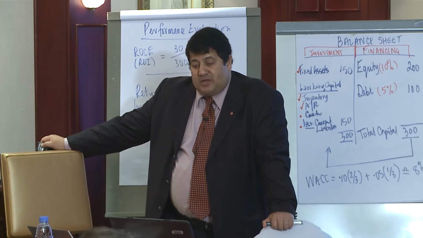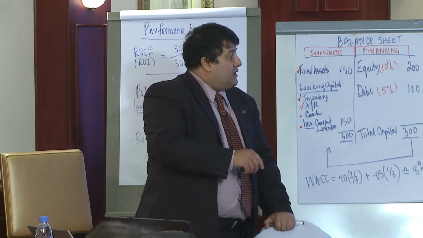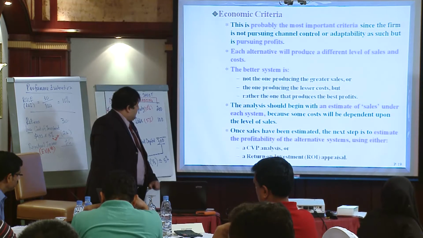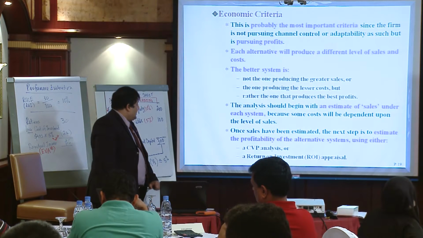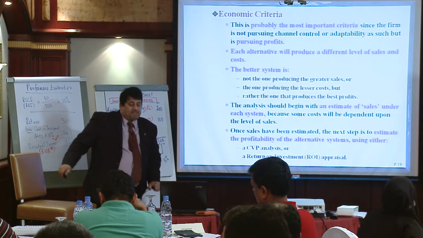The analysis should begin with the estimation of sales under each system, because some costs will be dependent upon the level of sales. So it doesn't matter what you're doing, you've got to look at the estimation of sales when you're budgeting in this area. Once sales have been estimated, the next step is to estimate the profitability of each alternate system using either a CVP analysis or an ROI appraisal.